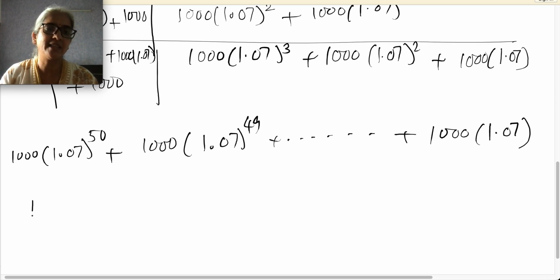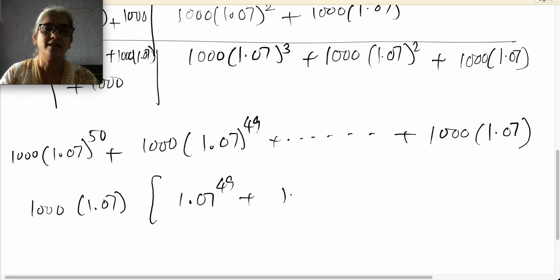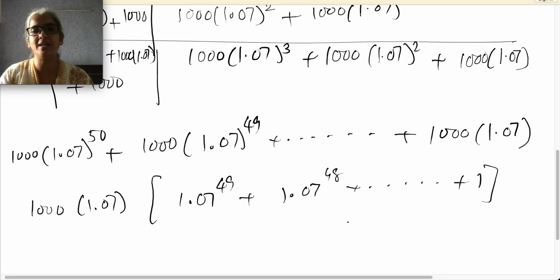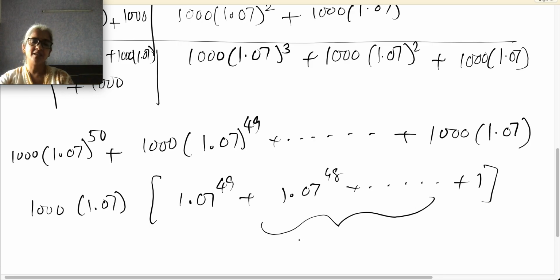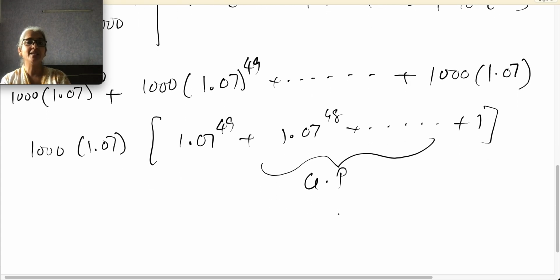Correct? If I take 1000 times 1.07 common and notice my terms inside the bracket, it is not hard for me to know that this is a geometric sequence with 1.07 as my common ratio. Is the ratio greater than 1? Yes. So is it a diverging one? Yes. But it is going to infinite value only if n is very, very large, right? Here n is a finite number, which is 50, so shouldn't be a problem.